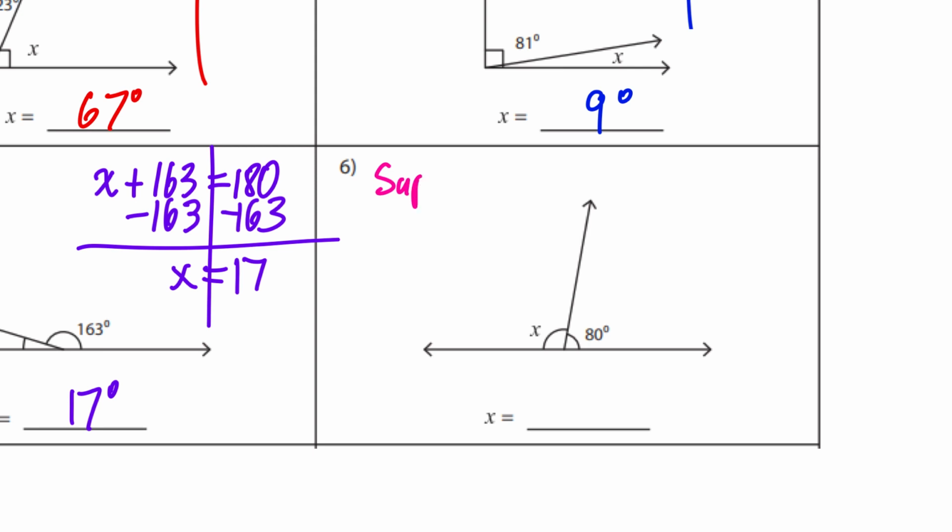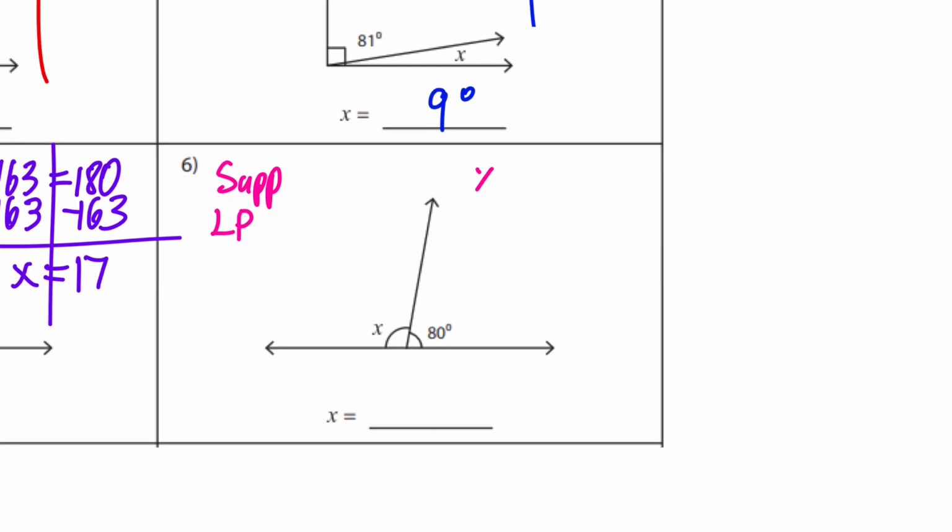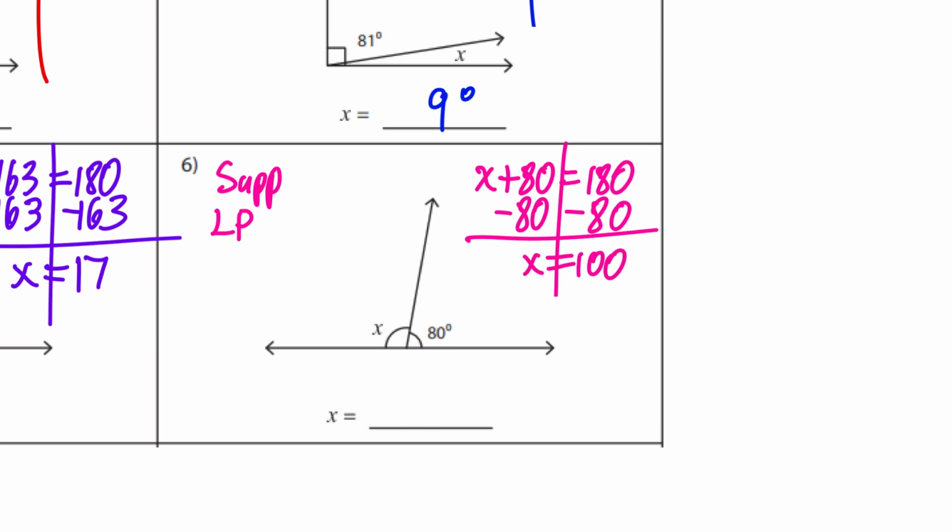Okay, on this one, these are supplementary because these are a linear pair. And on this, x plus 80 equals 180. Subtract 80 on both sides, and x equals 100.